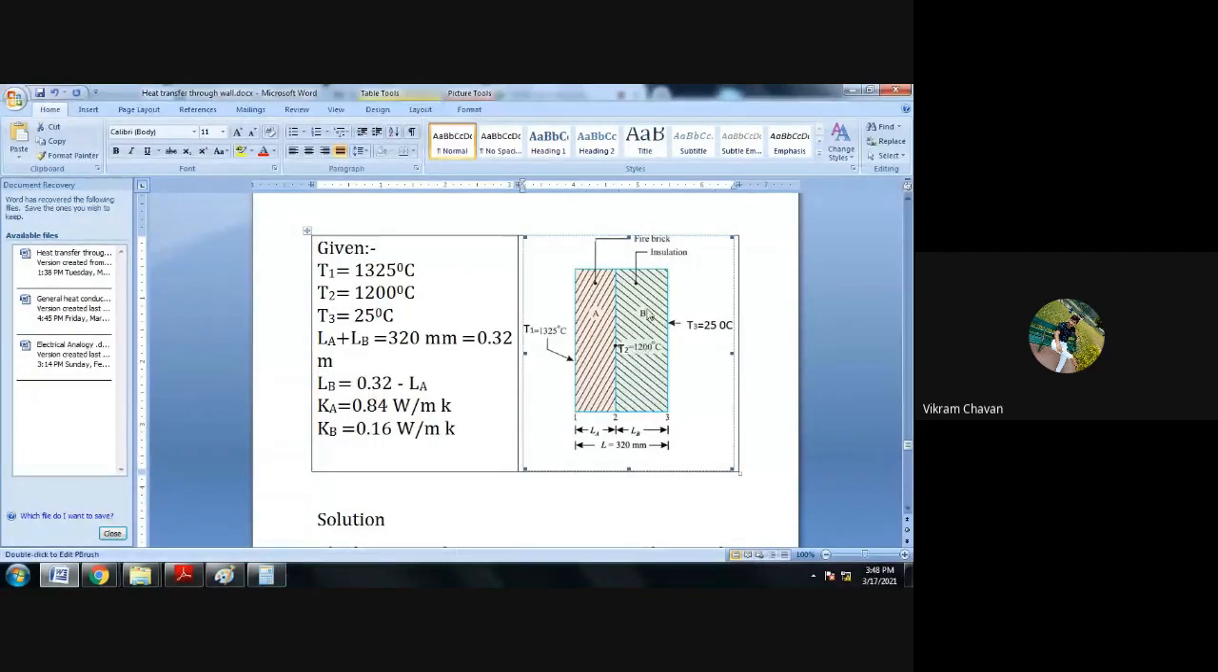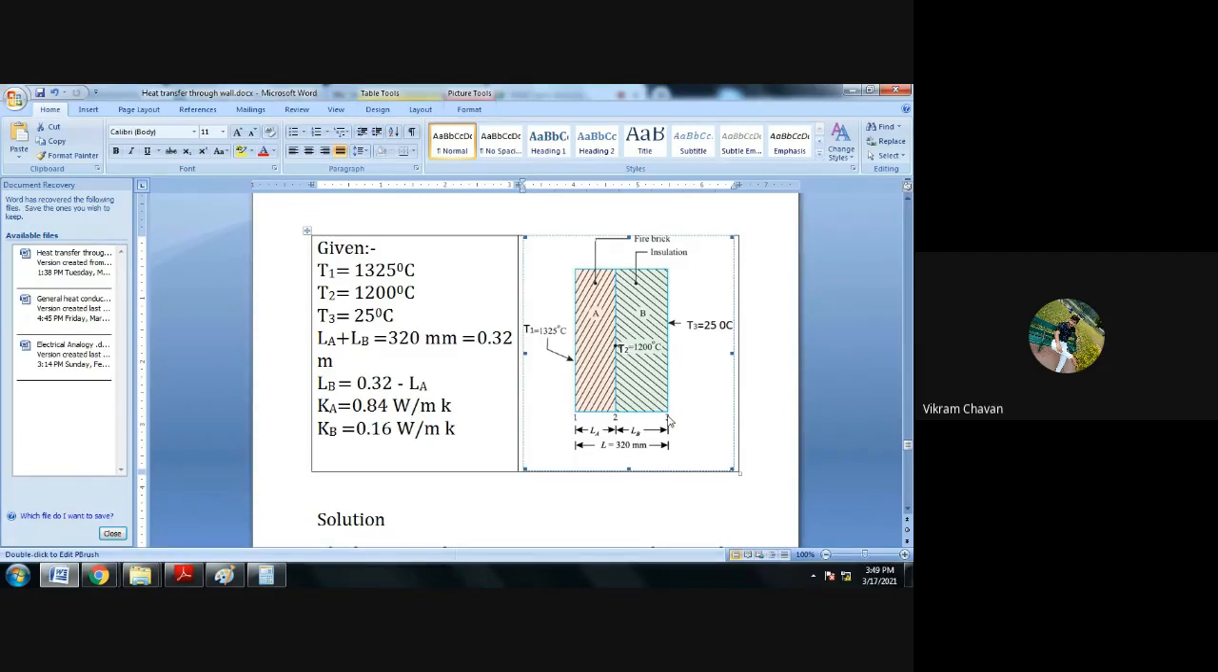Now here the B wall is the insulating wall. As we move from point 2 to point 3, this wall will provide resistance to the heat flow, so the temperature will go on decreasing as we move from point 2 to 3.